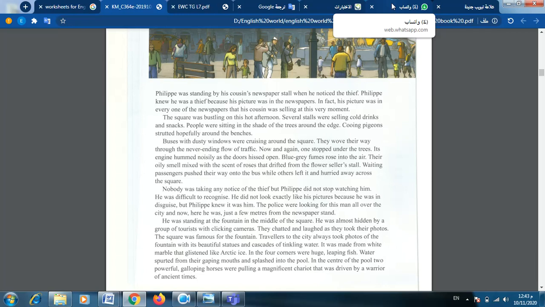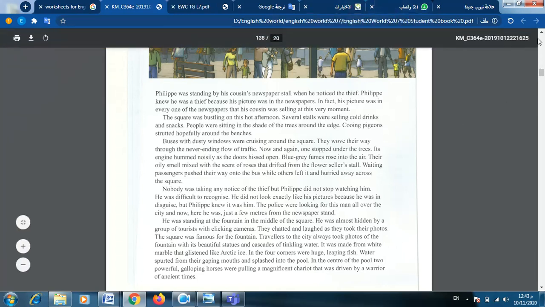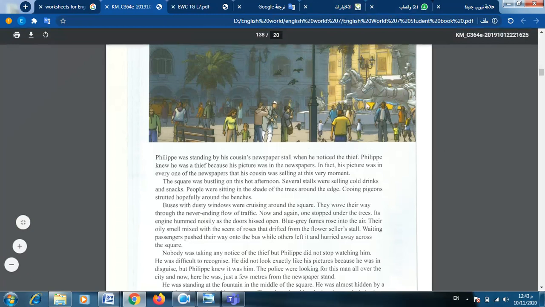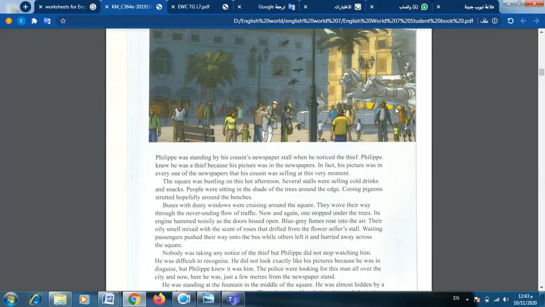In the center of the pool, two powerful galloping horses were pulling a magnificent chariot that was driven by a warrior of ancient times. These are two horses in the middle of the fountain. It showed that in the past, people moved from one place to another by horses.